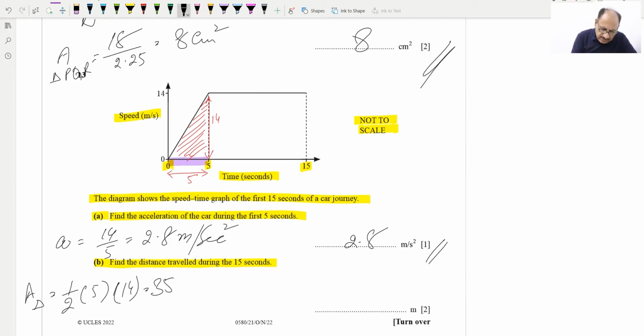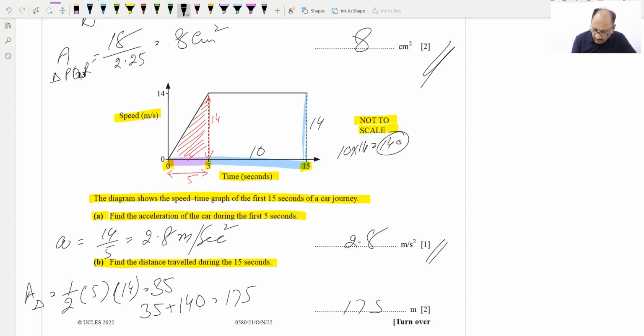Now we can check this distance. Which distance? This one is 10, and this side is 14. So we can multiply 10 by 14, which will be 140. Then we can add 35 plus 140, which will be equal to 175, and this will be 175 meters. Meters is already written there.